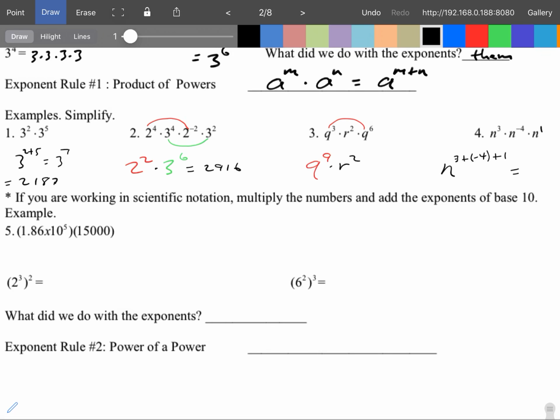Well, what's 3 plus negative 4 plus 1? 0. Yeah. So we get n to the 0 power. But then you have to remember from Monday's lesson, what's any number to the 0 power? 1. Yep. So that one's 1.